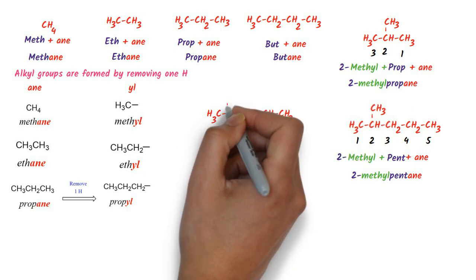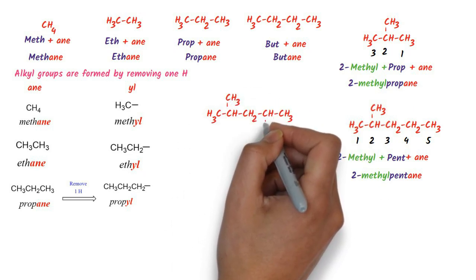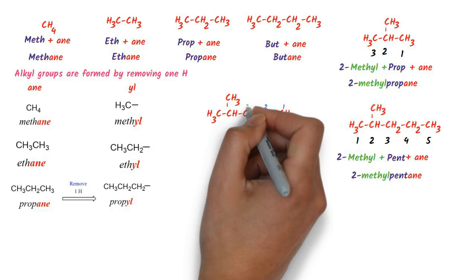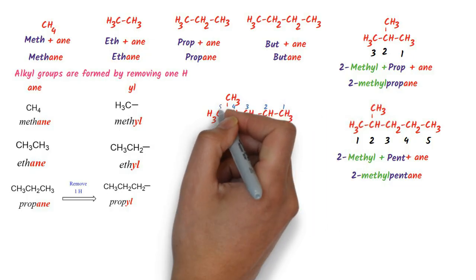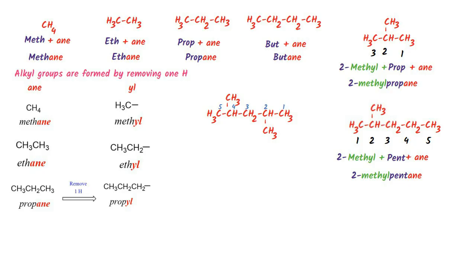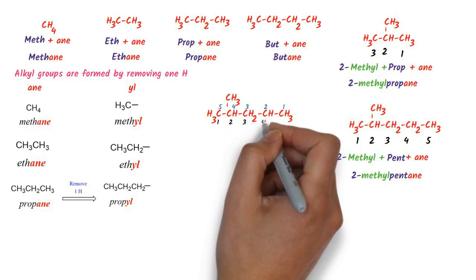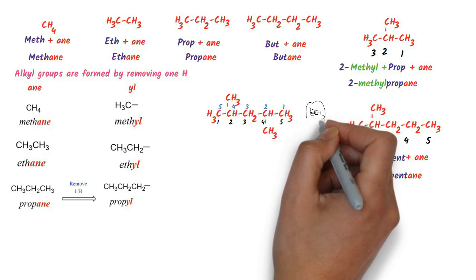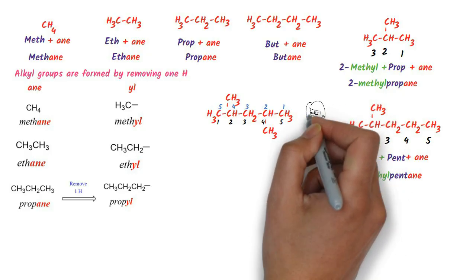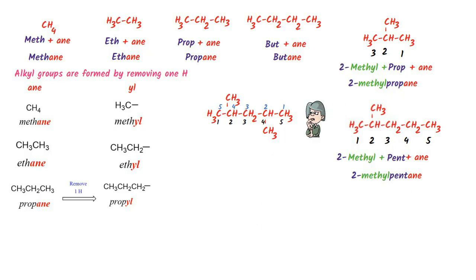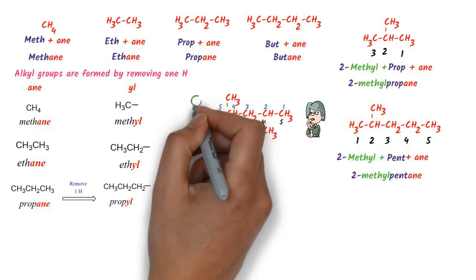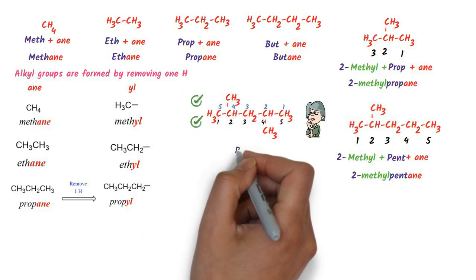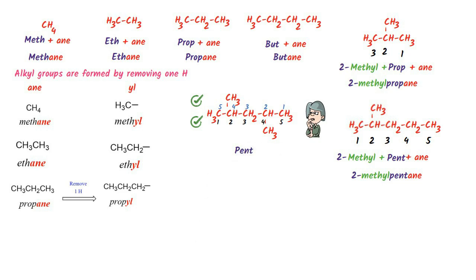Consider this molecule. Now there are 2 branch points. If we start numbering from the right side, the branch points get numbers 2 and 4. And if we do the numbering from the left side, the branch points get the same numbers, 2 and 4. In such situations, you should not be confused about which way to start the numbering, because both are correct. There is no distinction.